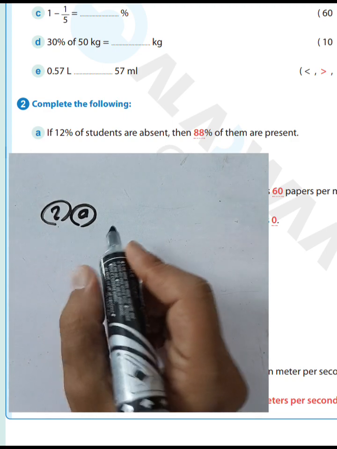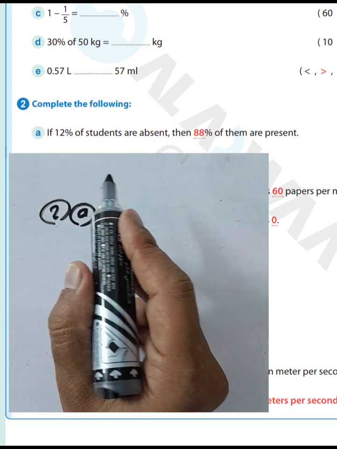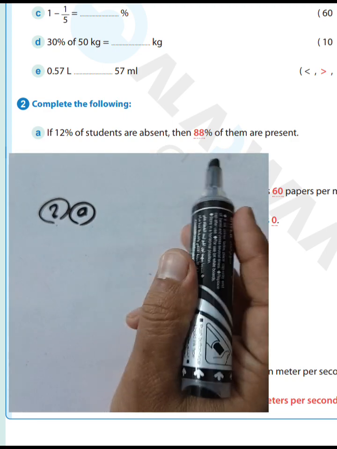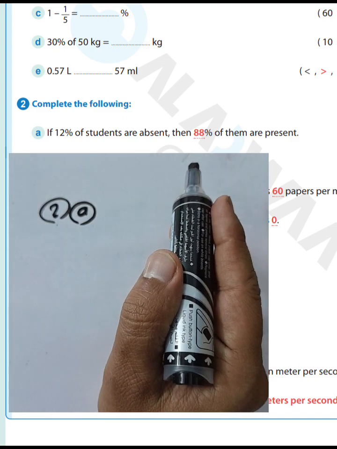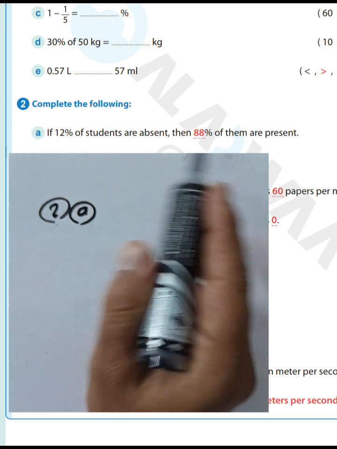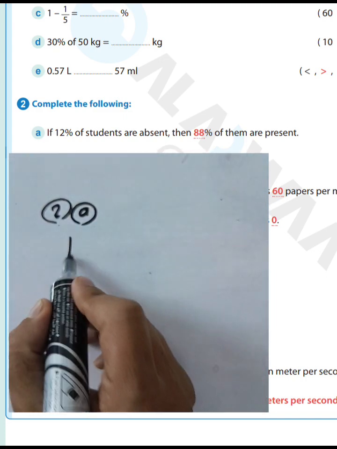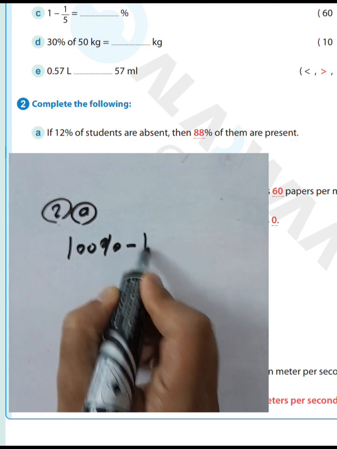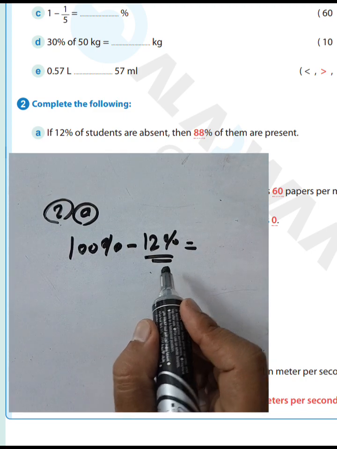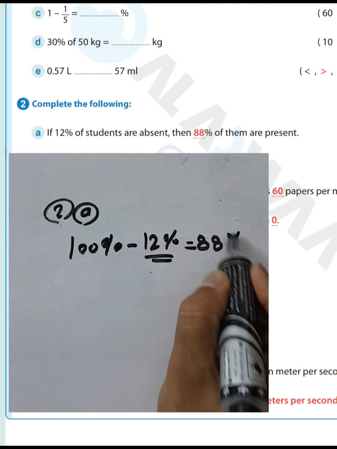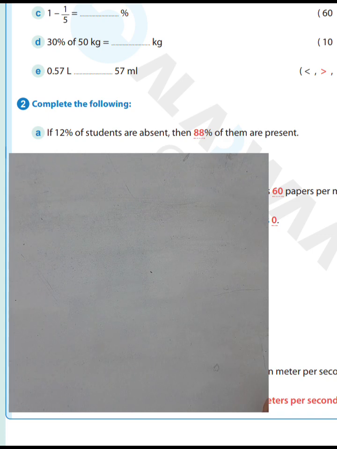Letter E. If 12% of the students are absent, then blank percent of them are present. We can find the percent by writing 100% and subtracting 12%. If 12% are absent from the total, then the result will be 88%. The result will be 88%.